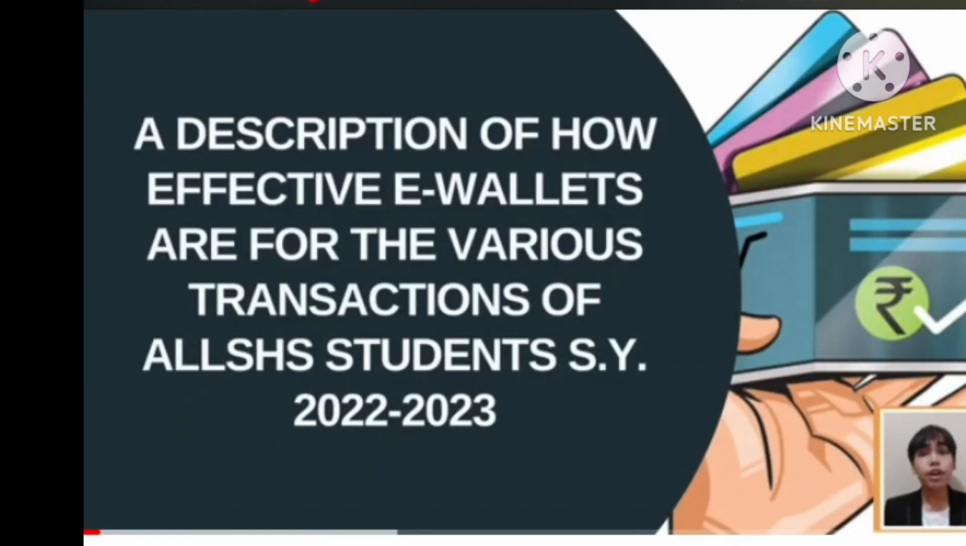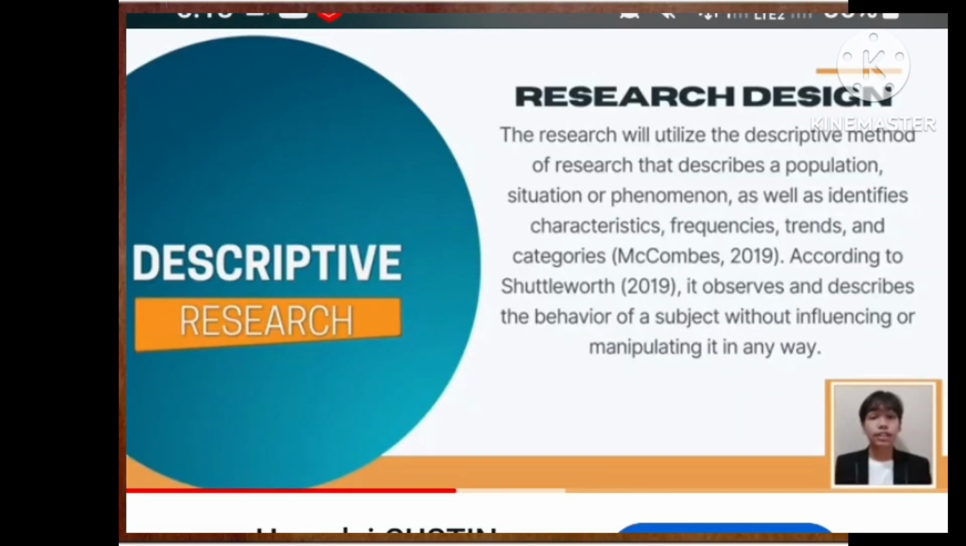Entitled A Description of How Effective E-Wallets Are for the Various Transactions of all Students for the school year of 2022 to 2023. Methodology. The researchers have decided to use the descriptive research design, which describes a population, situation, or phenomenon, as well as identifies characteristics, frequencies, trends, and categories for this study.